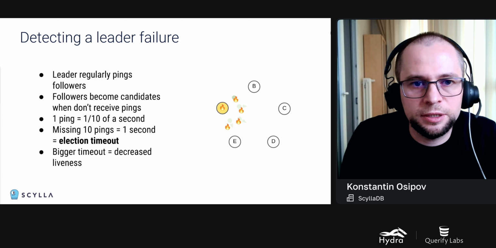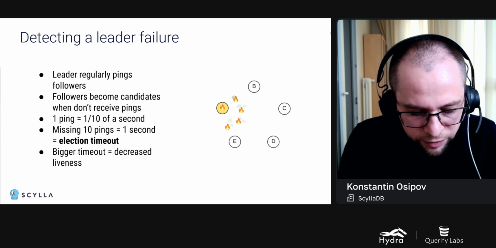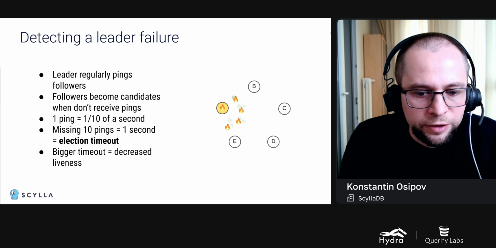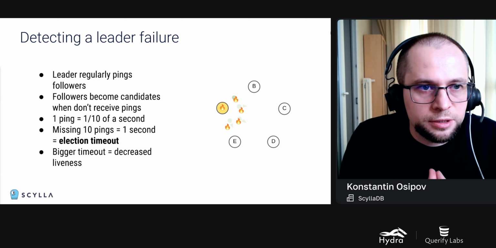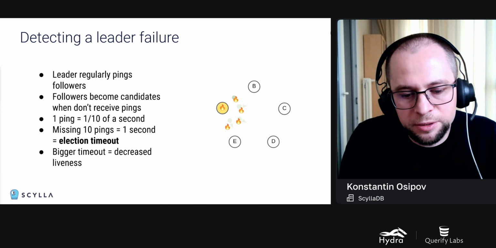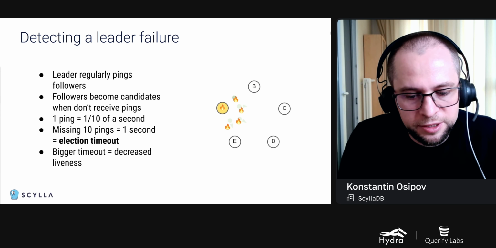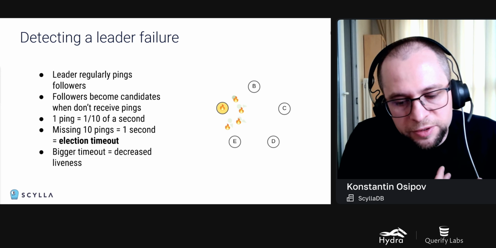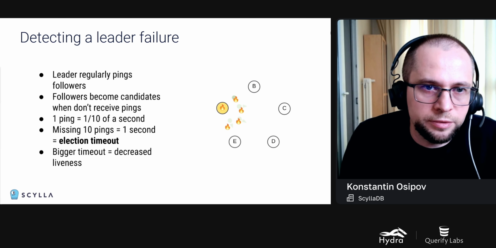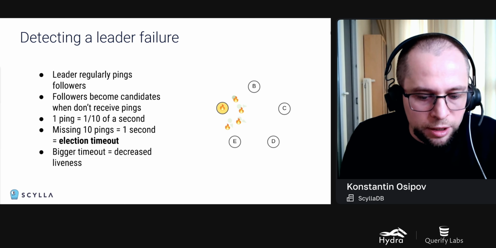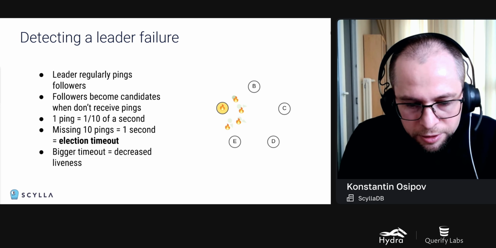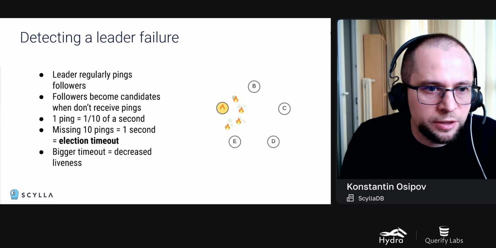So first, let's consider that situation from a detection point of view. How are followers detecting a leader failure? One of the leader's responsibilities is to regularly ping the followers. So every 100 milliseconds, if there is no traffic in the cluster, if there is traffic, there are some entries being added, it's not necessary, but if the cluster is idle, the leader is responsible for sending a special empty append entries request, an empty ping request to the followers. And if followers don't get more than, I say, 10 pings in a row, they decide that the leader is dead, and they promote themselves to candidate state.